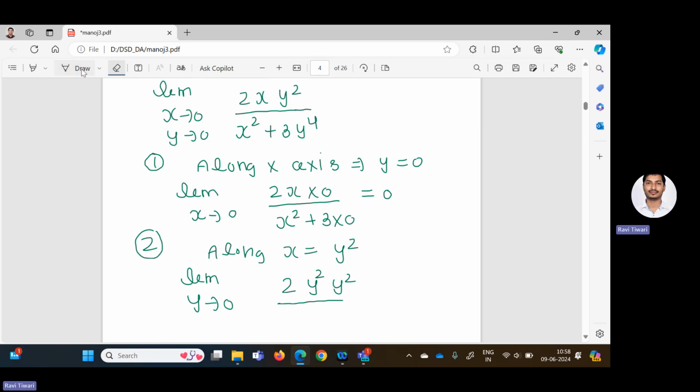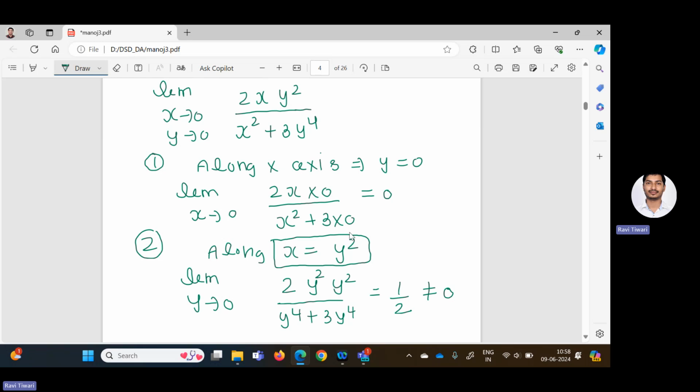Y power 4, so we can get y power 4 plus 3 y power 4, and this is what? 2y power 4 divided by 3 plus 1. So 2y power 4 by 4y power 4. So y power 4, y power 4 cancel, and then you will get limit 1 by 2, which is not equal to 0. So you are looking here how this path I have taken.